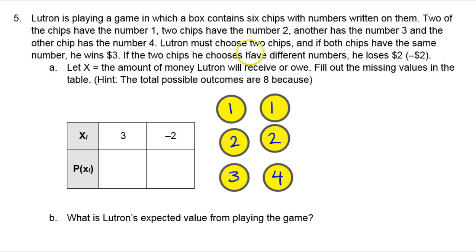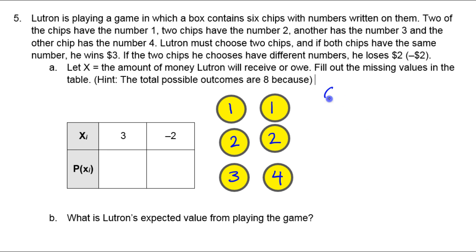Latron must choose 2 chips. If both chips have the same number, he wins $3. If the 2 chips he chooses have different numbers, then he loses $2, negative $2. So that's where these values are coming from. Of course here we need to write down the probability of each one of these values so that we can figure out the expected value. So we need to do target over total. So we do need to know how many total possibilities there are.